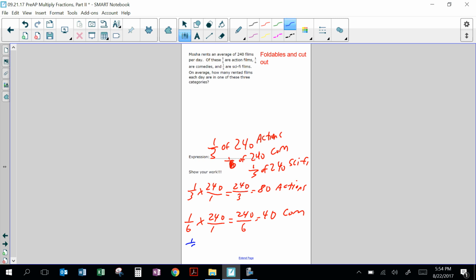Love sci-fi. 1/5 of 240. Let's write 240 in fraction form. Let's multiply the numerators across and denominators across, 240 over 5. And 240 divided by 5 goes in perfectly, 48 sci-fi. And that is how we found the portion of which movies were what.